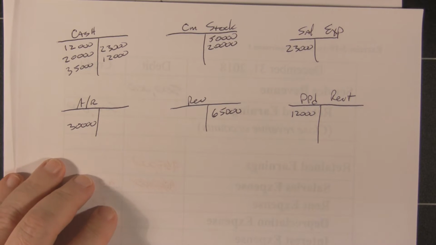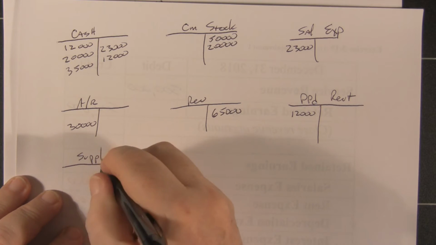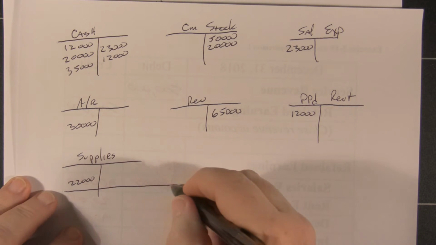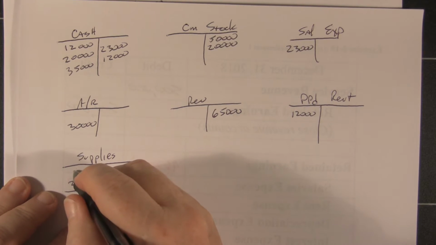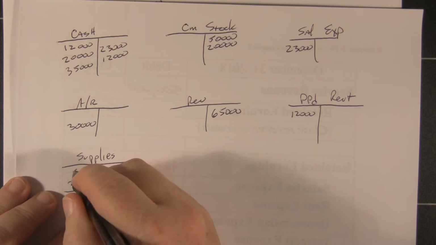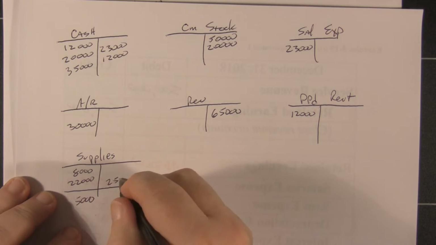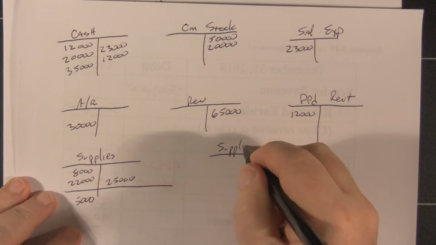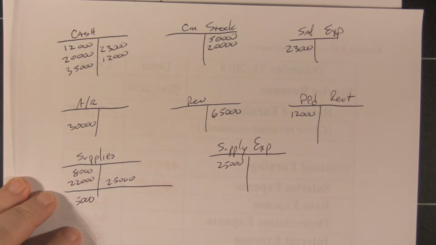Then it tells me I purchased supplies on account. Well, supplies is another one of those accounts that I'm likely to have an opening balance. As a matter of fact, we adjusted that, if you remember right. So the opening balance was 8. So we had 8. And our ending balance was 5. So we had supply expense of 25. So supply expense, debit 25, credit supplies 25.